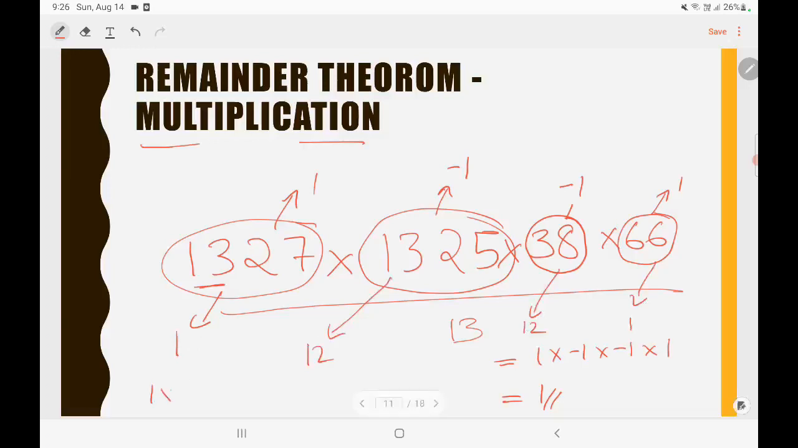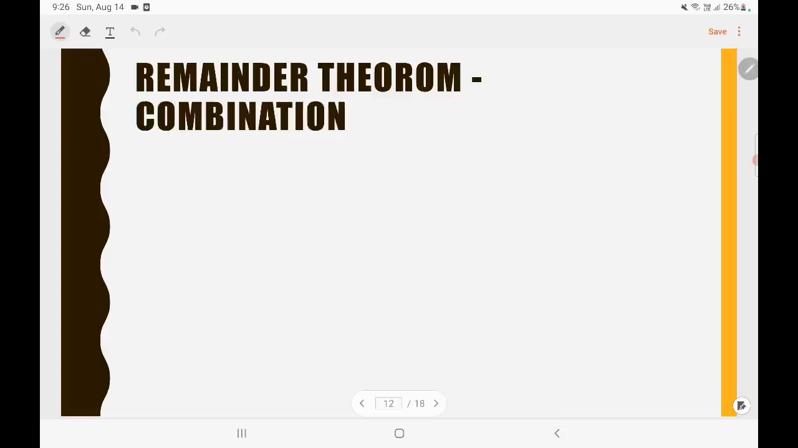So you need to calculate 1 into 12 into 12 into 1, right? Then you will get a bigger number, then you need to again divide that number by 13. So that is very difficult. So that's why taking the smallest number, either the negative remainder or the positive remainder, is easy for you. Okay. Now we will look into the combination of both multiplication and division.